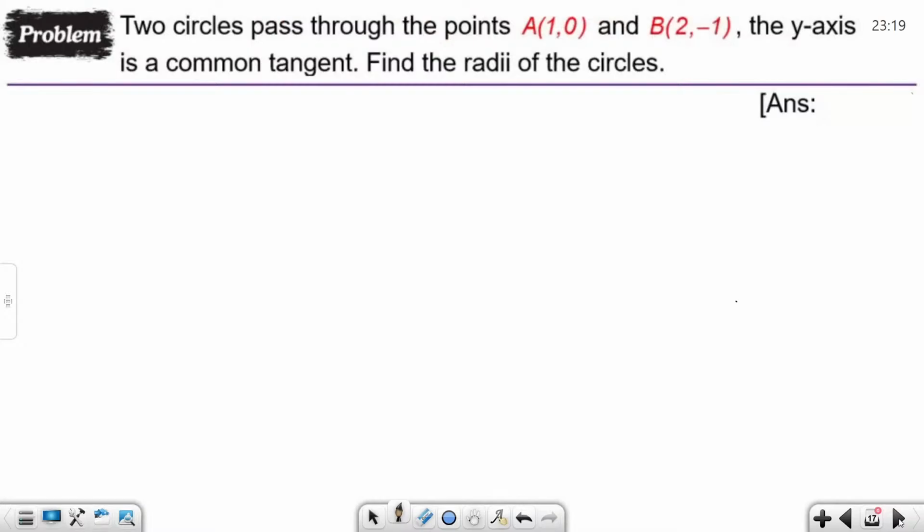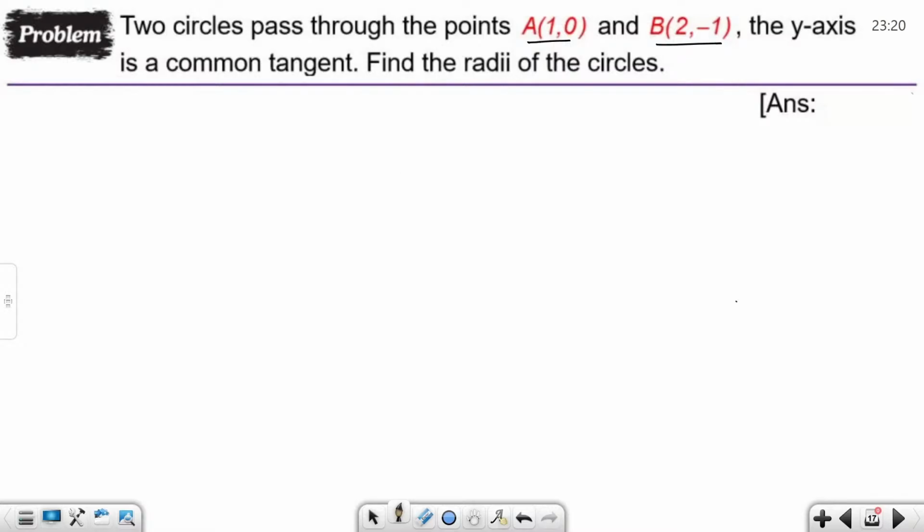What is this question? Two circles pass through the points 1, 0 and 2, -1. The y-axis is a common tangent. Find the radii of the circles. That's it. Is this question clear to all of you? There are two circles which are passing through these two given points, and they have said that the y-axis is the common tangent. You have to find out the radii of the circles.